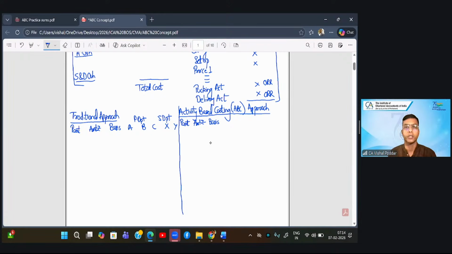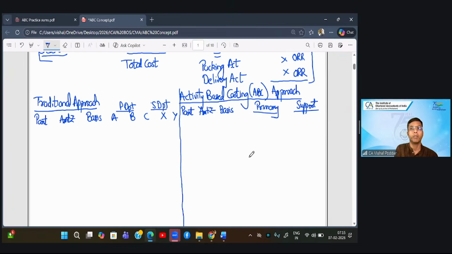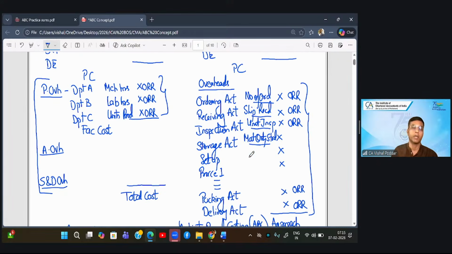Now, the difference is instead of dividing your business into departments, here we divide it into activities. And like here you had two kinds of departments, we have two categories of activities. One is primary, and the second is support. Now, what are the primary activities? Primary activities are those activities which are very basic, which are necessary for running your business. And these are all primary activities.